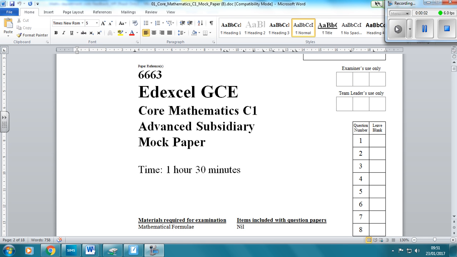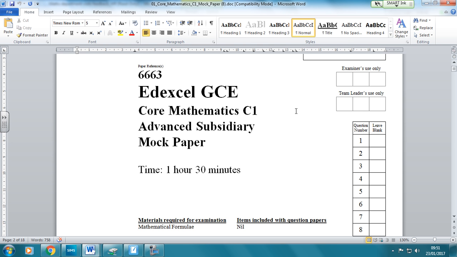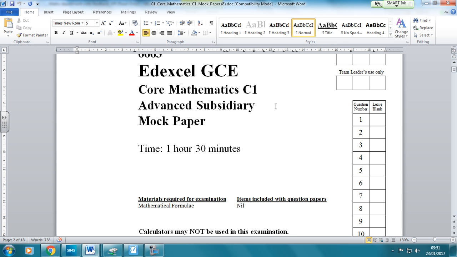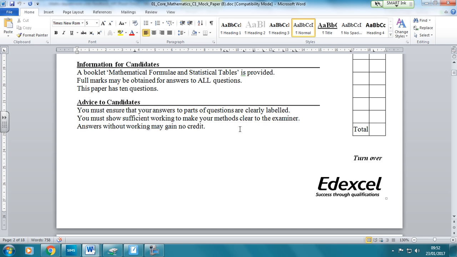Okay, so this was the mock paper for Core 1, and because it's the Core 1 paper, obviously you need to get higher in this one than your target grade. So if you're aiming for an A, you need to be hitting the 90% in this paper. If you're aiming for a C, which is usually 60%, you need to be aiming for a good like 70 or 80%. So let's see how to do that.